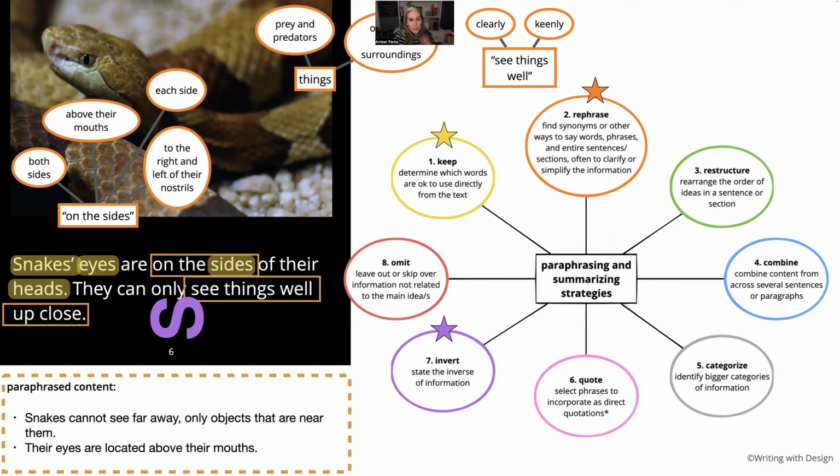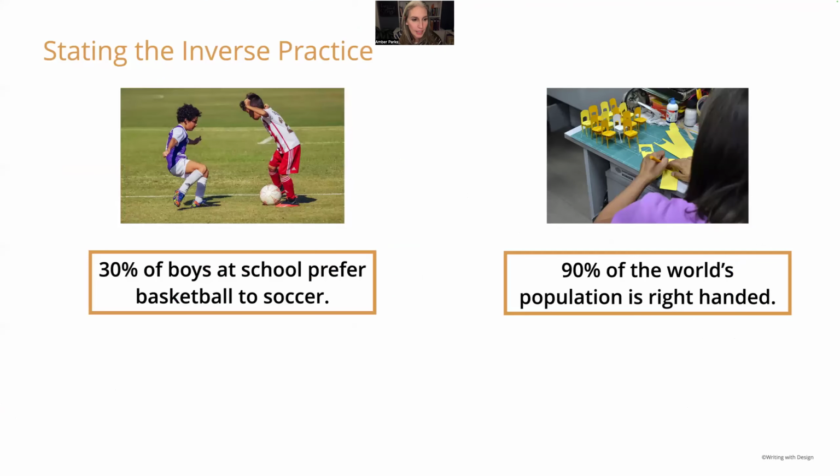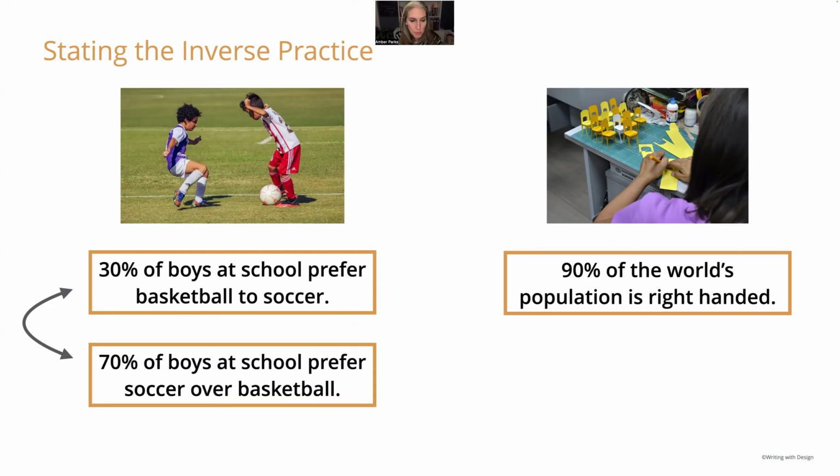So for this one, we just draw a squiggly line and we talk about how can we say this information differently. So they can only see things well up close. We can make that an if-then statement. If they can only see things well up close, then what does that mean? Well, in that case, let's talk a little bit about stating the inverse in terms of practicing it. If 30% of boys at school prefer basketball to soccer, then 70% of boys at school prefer soccer over basketball.